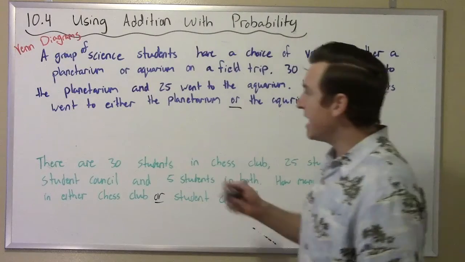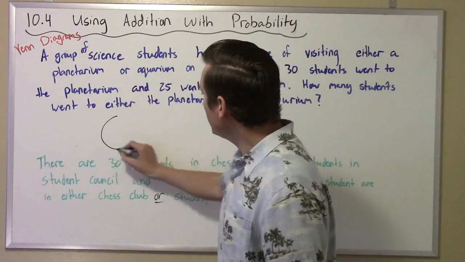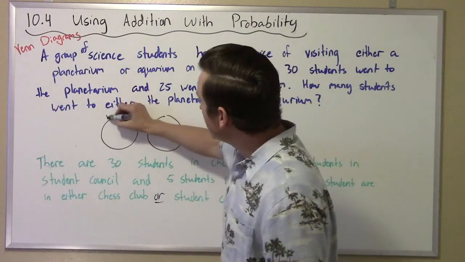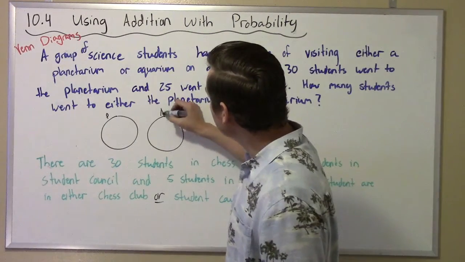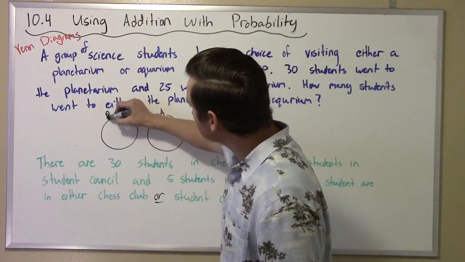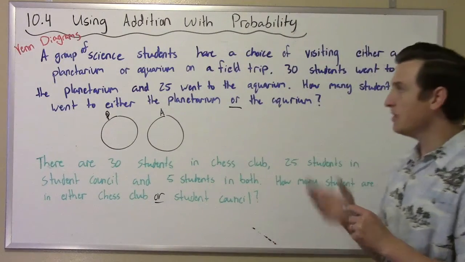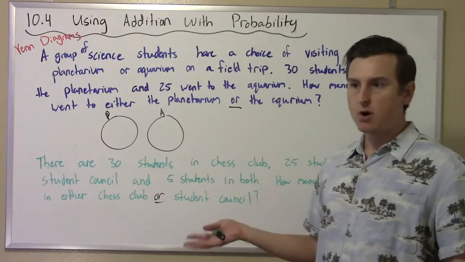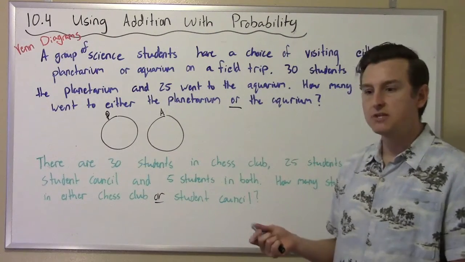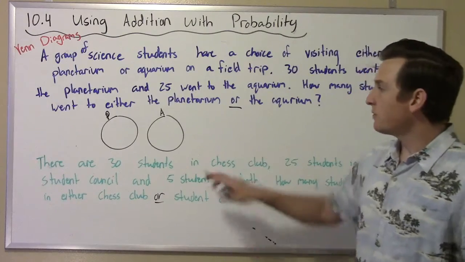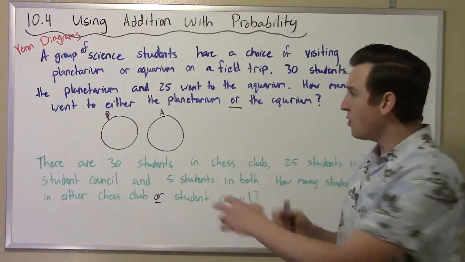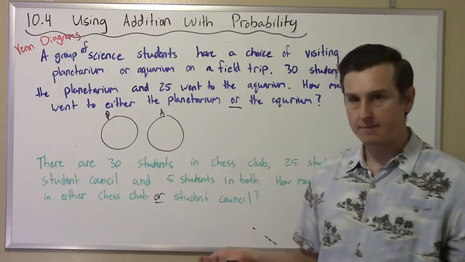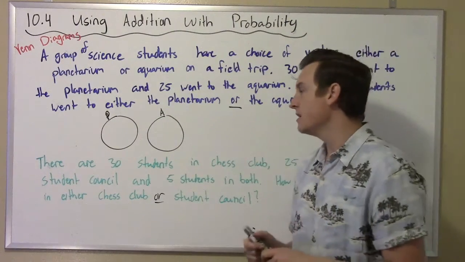If we were to make a Venn diagram of this, we would have two groups, two circles, the planetarium and the aquarium people. An important idea here: if you're thinking about a field trip going to two different places, you can't really go to both at the same time. So there's not going to be any students who go to both. When I represent these with a Venn diagram, there's no overlap, because somebody can't go to the planetarium and the aquarium at the same time. They're either going to go to one or the other.